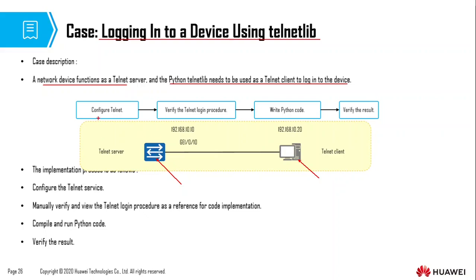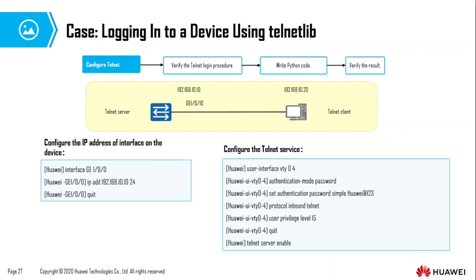So procedure number one, you configure telnet, then you verify the telnet login procedure, then you write the Python code, then you verify the results. Is the Python code able to log in to that particular device? Generally, the first procedure is you have to configure connectivity so that you have connectivity between the PC and the device.